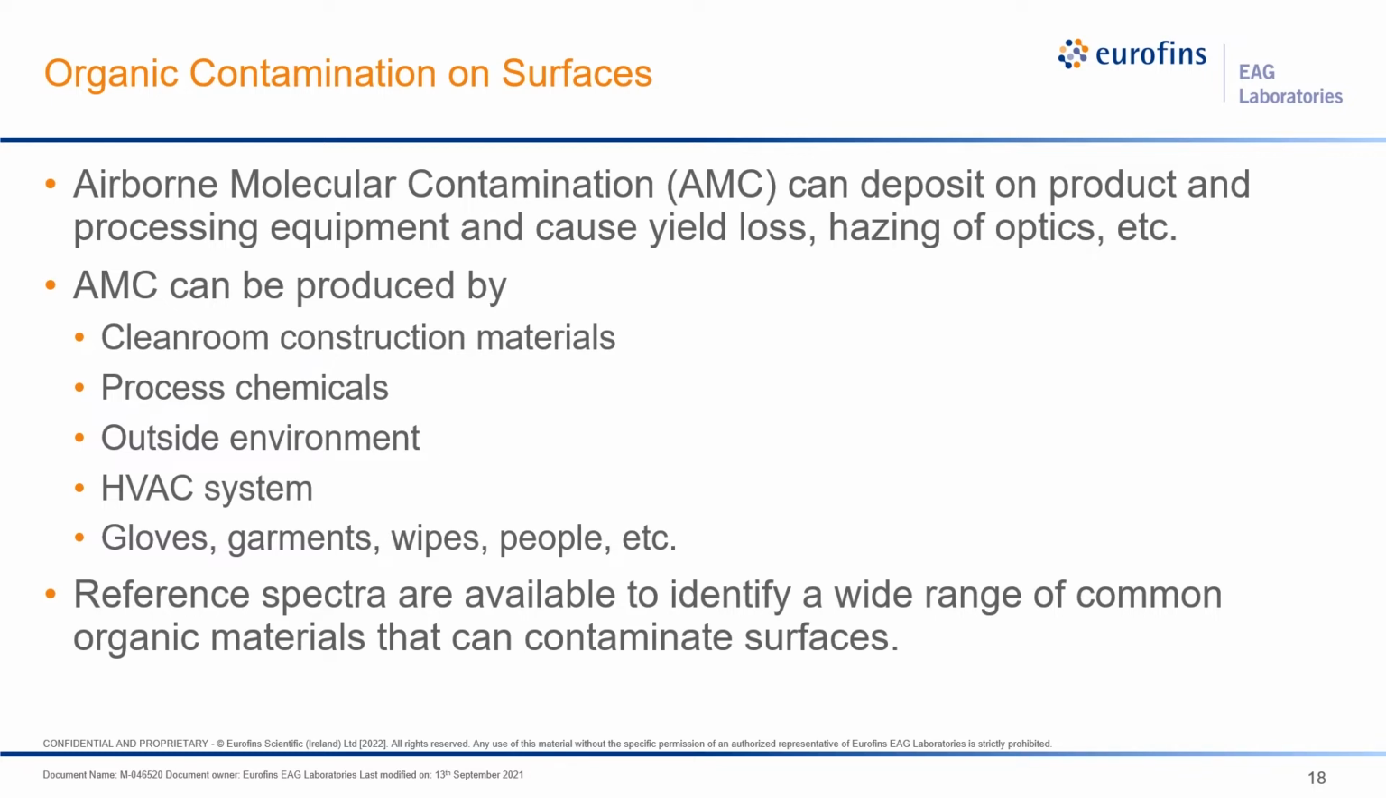So airborne molecular contamination, I kind of touched on that a little bit earlier, but those are organic materials which can outgas or transfer or flow onto a sample from the environment the sample is in. So in this case, those could come from cleanroom materials, process chemicals, the AC system, also from gloves, garments, tools, etc. that the sample is exposed to. We have a nice reference spectral library of materials that we've collected over the years so that we can hopefully identify unknown materials that are found on wafer surfaces or other surfaces.